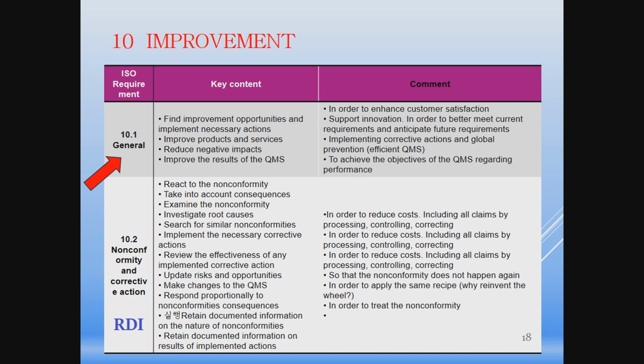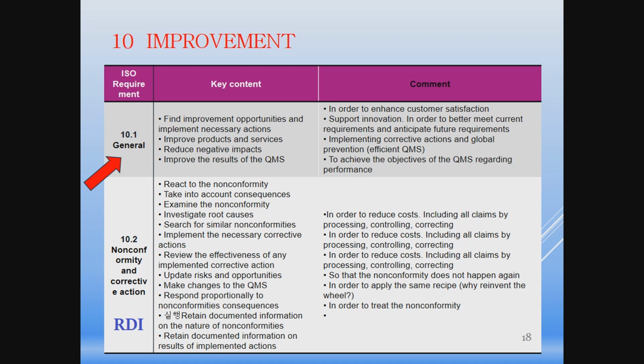including the claims, rejects by the customer, control and correcting. In order to reduce costs, including all claims, processing, control and correcting, you have to reduce the cost so that the non-conformity does not happen again. So the reject does not repeat. Okay. So that you can apply the same recipe to all departments, if other departments could also have it happen, or apply to all products if all products could also be affected.